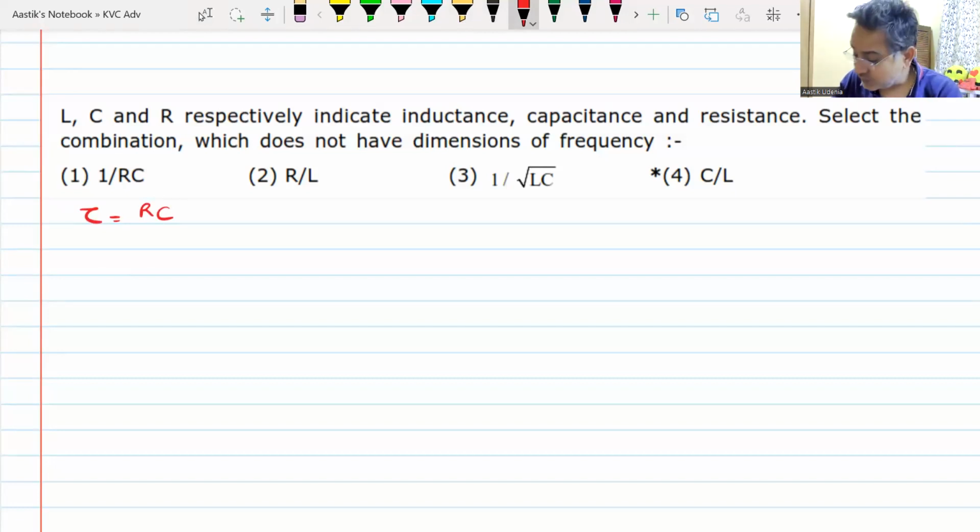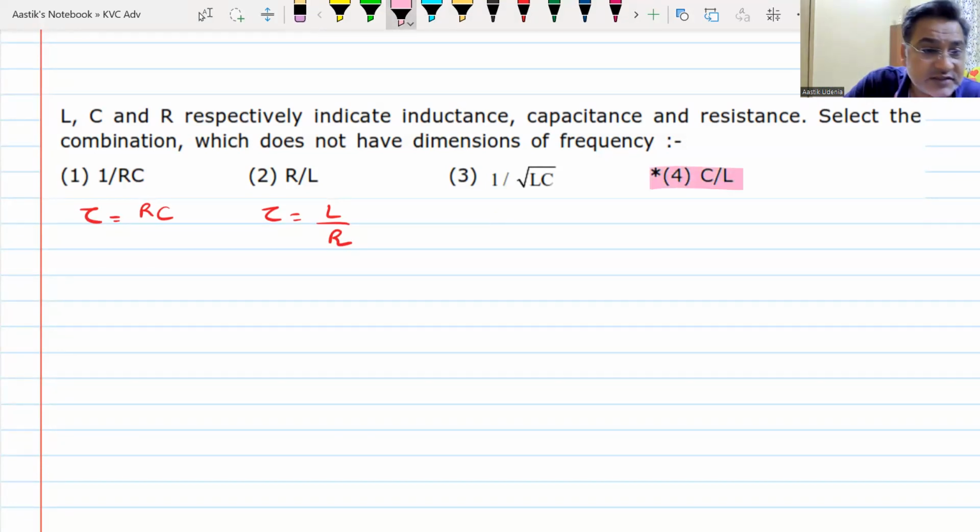Remember, the time constant for an RC circuit is given by tau, so the inverse of it is frequency. The time constant for an LR circuit is given by L by R, so the inverse is frequency. For LC oscillation, 1 by root over LC also has the dimension of frequency. The only thing that does not have the dimension of frequency is option 4. Do we understand this? Yes.